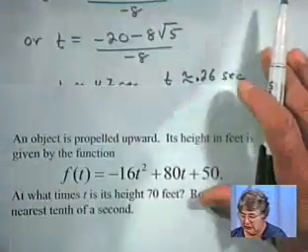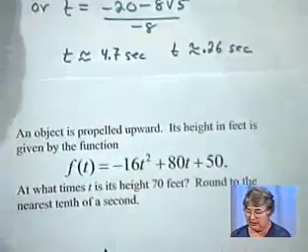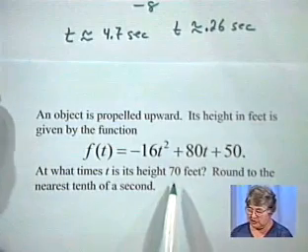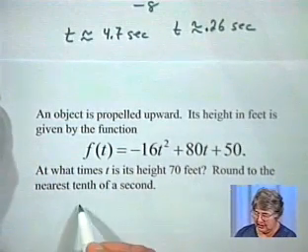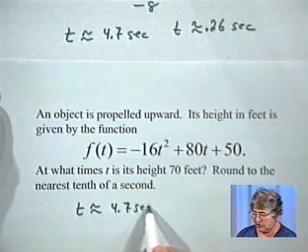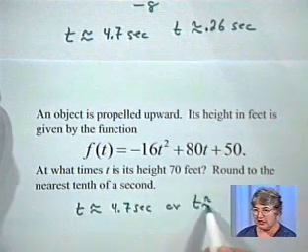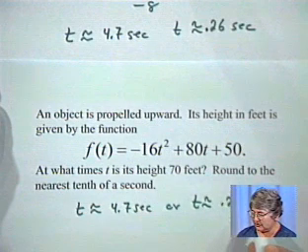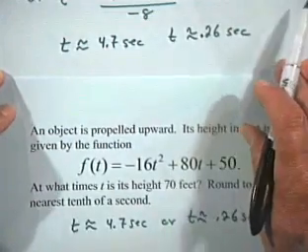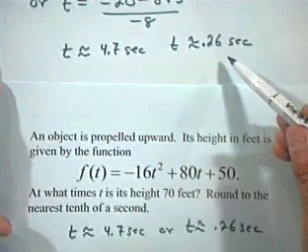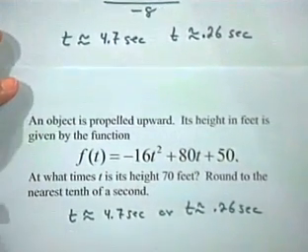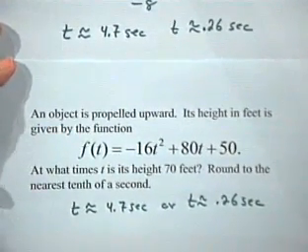So if you remember, going back to the problem, we had the position going to be 70 feet high. It's going to be when t is approximately 4.7 seconds or t approximately 0.26 seconds. Two different values. If one of them had turned out to be negative, then you'd have to throw that out because t is time. But in this case, we have two possibilities, and they both are fine possibilities.